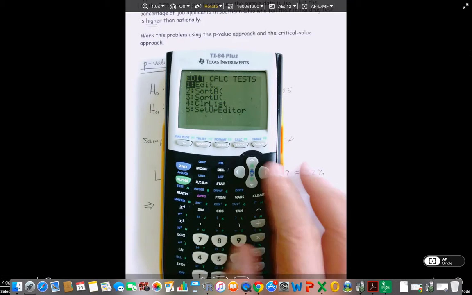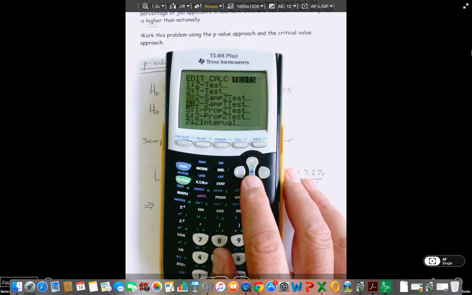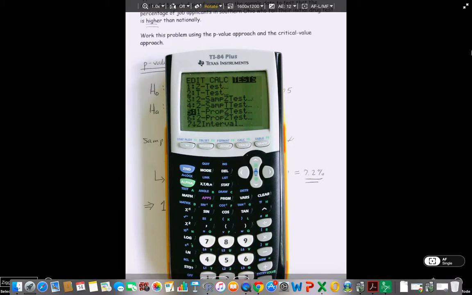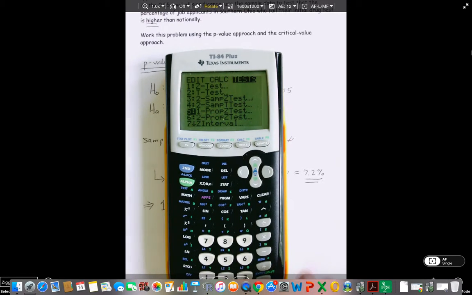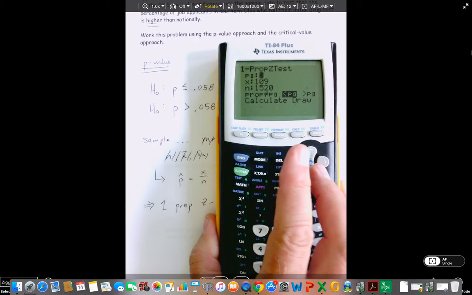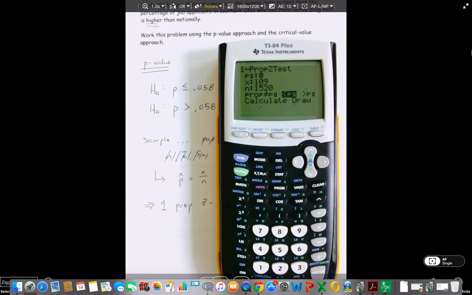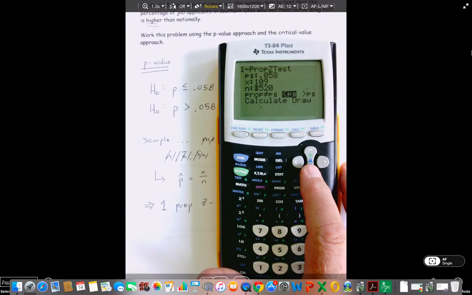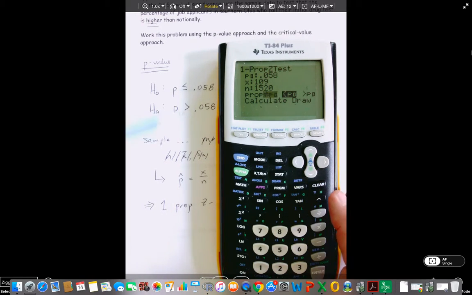Whoa, guys, I screwed up completely. Don't do that, that was horrible. Guys, we need to do a one prop Z test. We're conducting a test of hypothesis, not a confidence interval. Darn it. First mistake I ever made. Now, this looks a lot better. What are we testing here? Well, we're testing 5.8%. Don't ever use the percentage. We have 109 out of 1,520. And what does our alternative sign look like? It points to the right. So choose the one that points to the right.